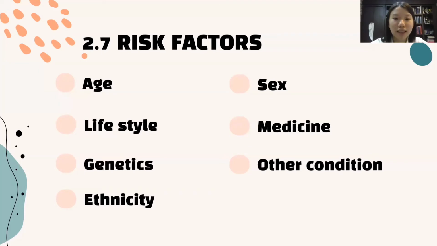The next one is medicines. Consuming certain medicines such as hydralazine and levamisole might bring a higher risk of vasculitis in patients. The last one is other medical conditions. Some medical conditions of patients, such as autoimmune disease, lymphoma, or currently having hepatitis B or C, will affect the incidence of vasculitis in patients. These are the risk factors of vasculitis.